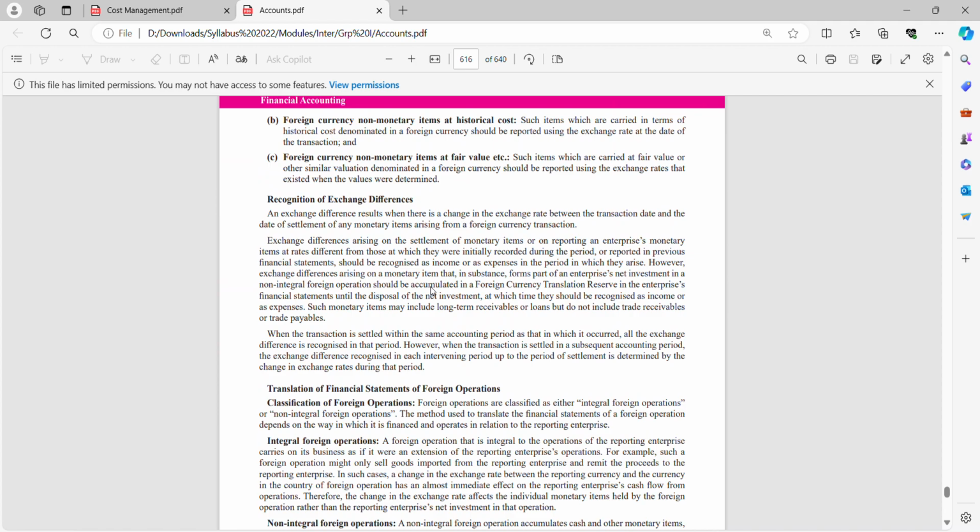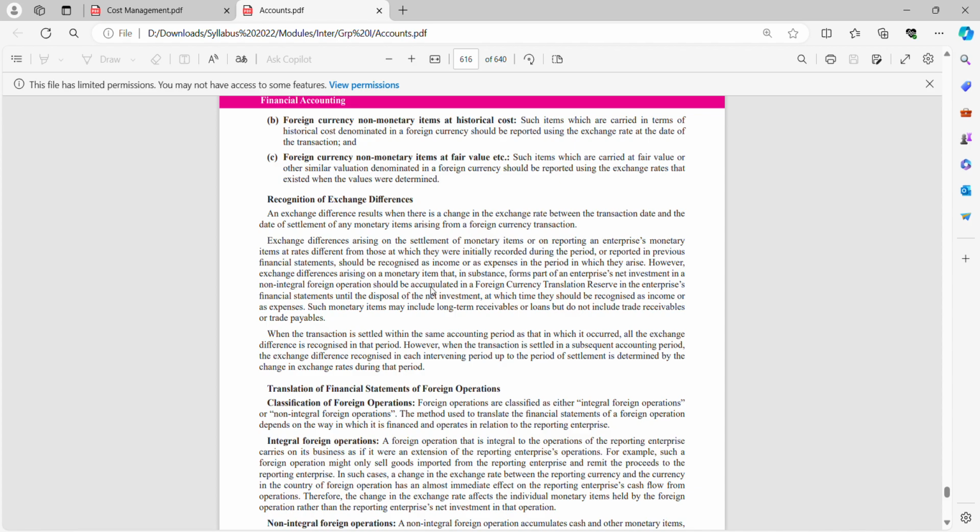Then we have recognition of exchange difference. An exchange difference results when there is a change in exchange rate between the transaction date and the date of settlement of any monetary items arising from a foreign currency transaction. Exchange difference arising on settlement of monetary items or on reporting an enterprise's monetary items.